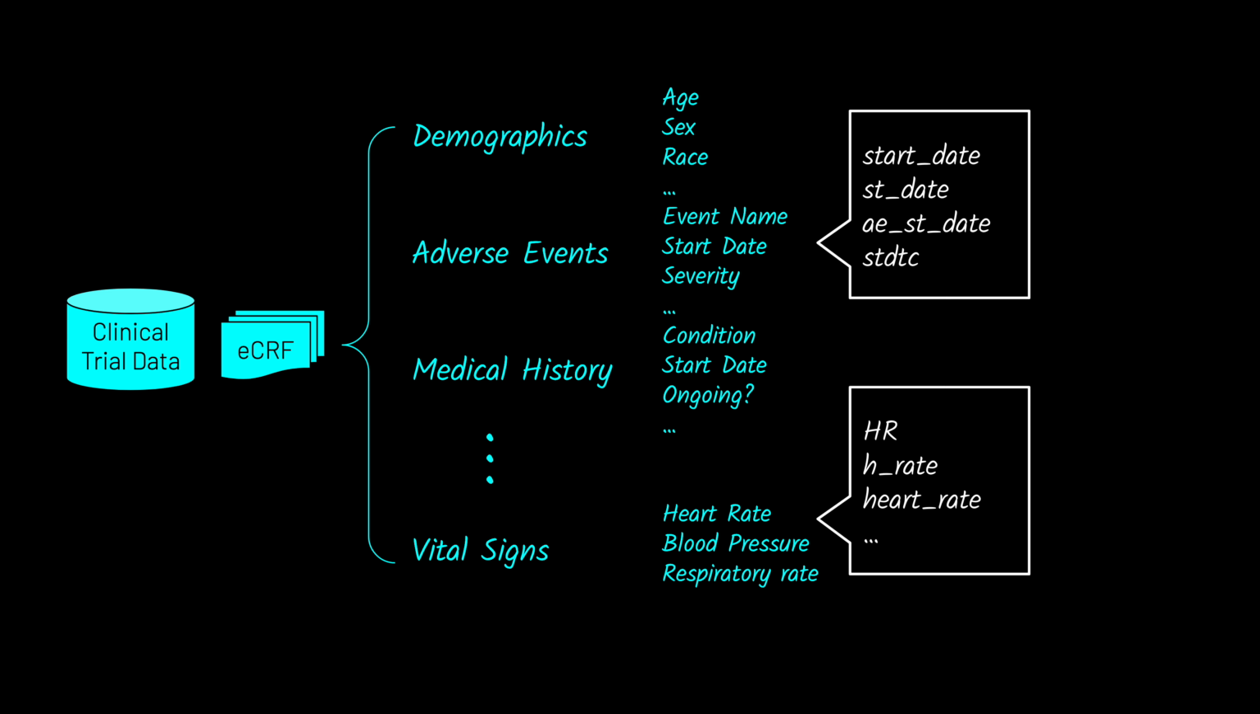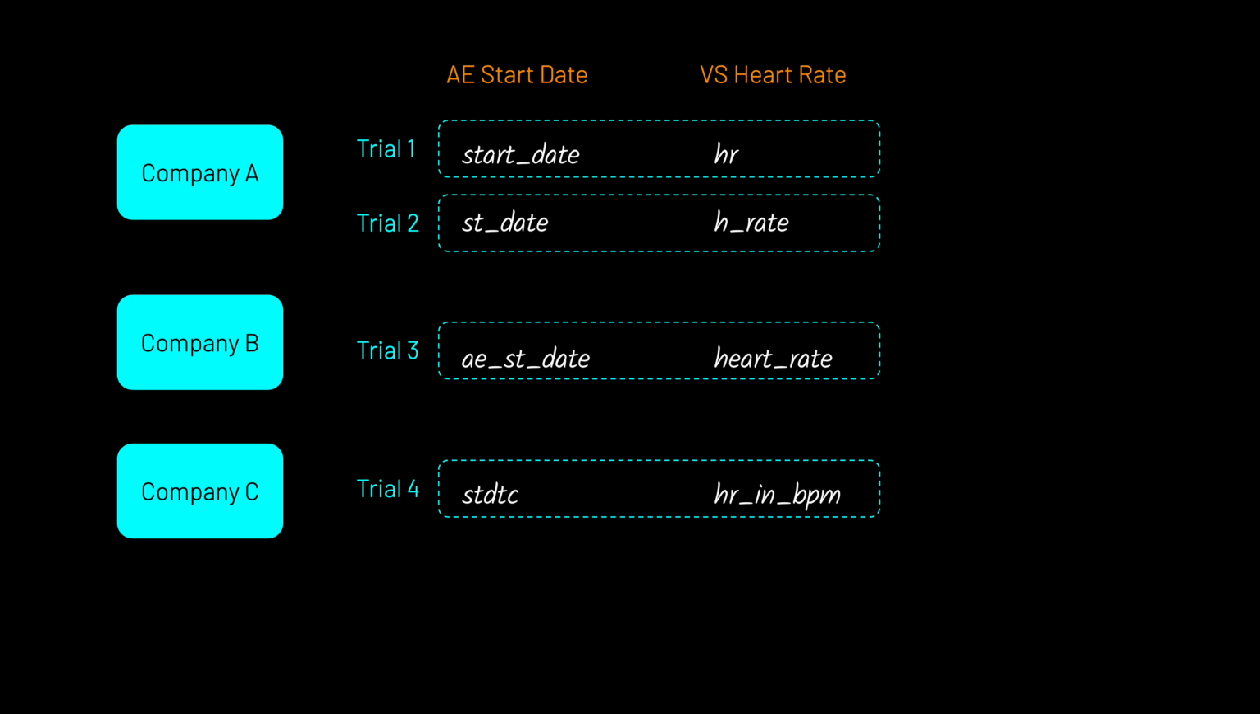Let's understand this with an example. Assume there is a very big pharma company, Company A. Company A also has a subsidiary company called Company B. And recently, Company A has acquired another company called as Company C. Now, it is very likely when these companies are trying to run clinical trials, there would be a lot of heterogeneity or variations in terms of how these fields are coded on ECRFs. For example, adverse event start date or vital signs, heart rate could be coded with multiple variations.